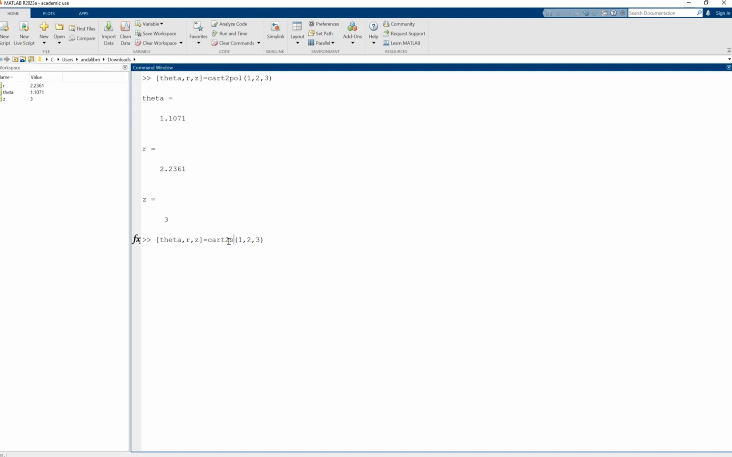Or you can use the other command if you want to go to spherical coordinates. You can use cart to sphere, okay? And the order is going to be azimuth and elevation and then the radius, okay? The radius is clearly the distance from the origin to the point 1, 2, 3, and azimuth and elevation, you know what they are in spherical coordinates. So I just wanted to add these commands because they are quite useful.